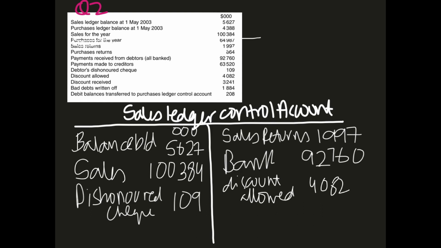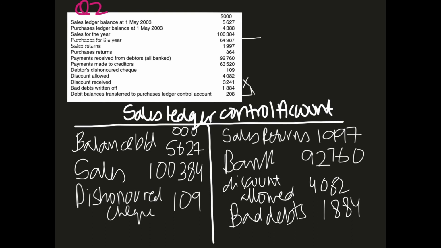Okay, so the next information is discount received. We don't need that in a sales ledger control account. It's part of the purchase ledger control account. Bad debts written off, yes, we need that. 1884.